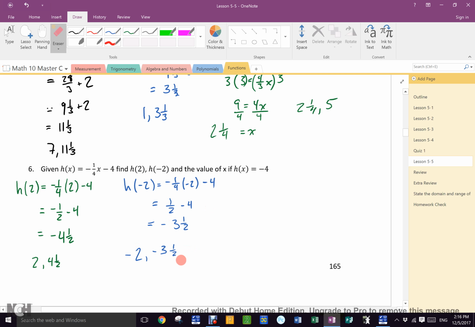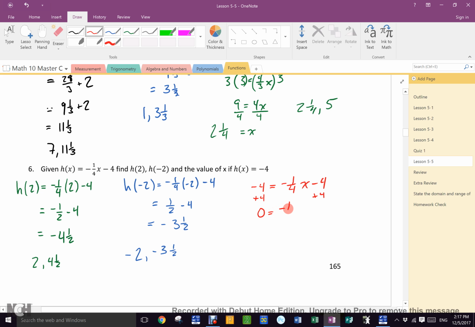Everybody cool? What's different on the last one? I don't know the x, so it must be negative 4 equals what? Negative 1/4 x minus 4. How do I get rid of minus 4? No. You add 4 to both sides.